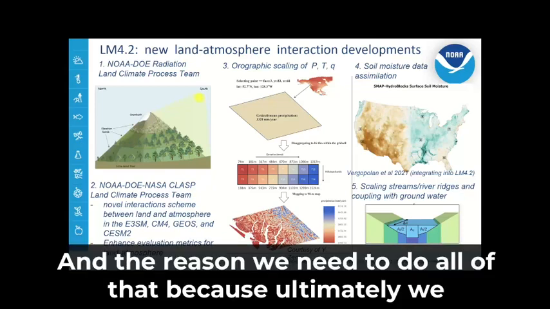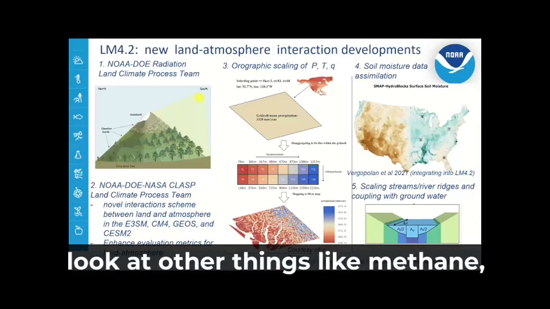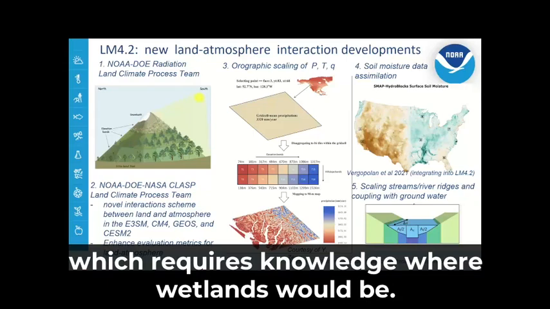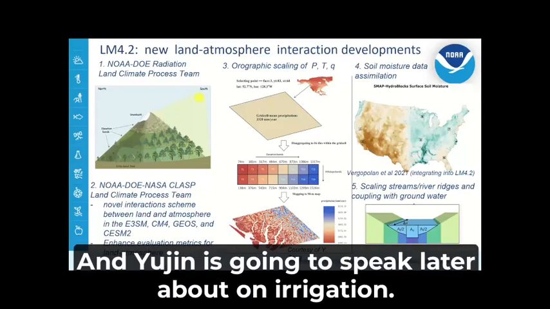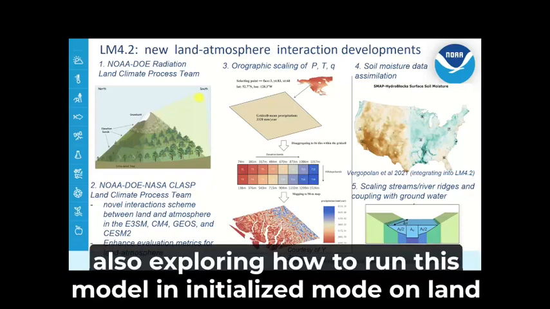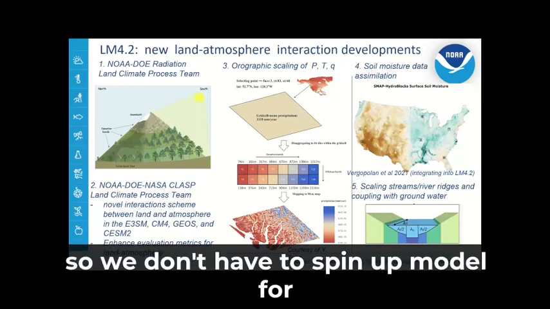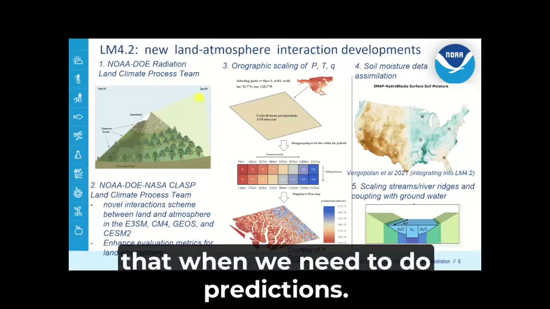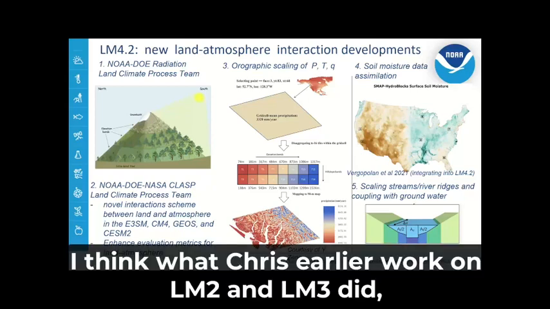And the reason we need to do all of that is because ultimately we need to go beyond carbon and look at other things like methane, which requires knowledge of where wetlands would be. We also need to know the effects of reservoirs, and Chris did a lot of work with Eugene, and Eugene's going to speak later about irrigation. And the new thing we're doing now is also exploring how to run this model in initialized mode on land, initializing soil moisture and vegetation structures, so we don't have to spin up the model to death when we need to do predictions.